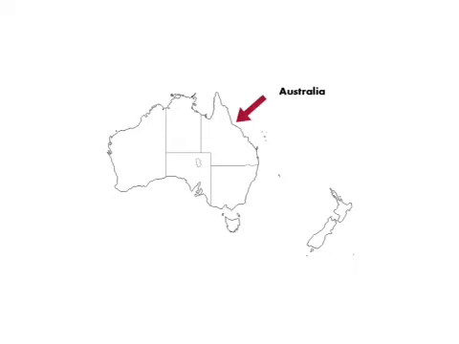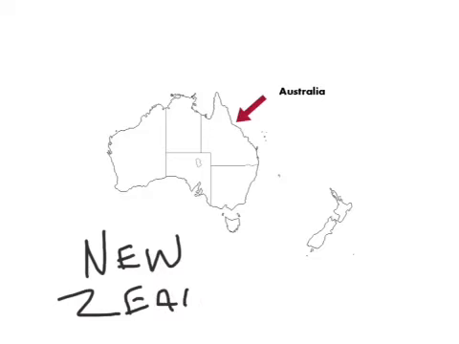The other landmass is made up of two very large islands right here. This landmass is New Zealand. I would like for you to go ahead and label New Zealand on your map. Put your label somewhere in this area. You could probably write your label a lot smaller than mine.